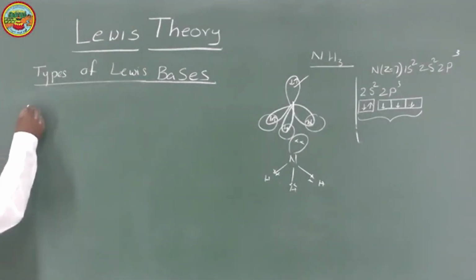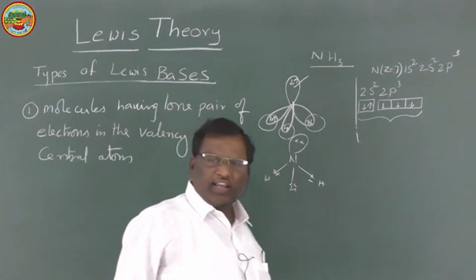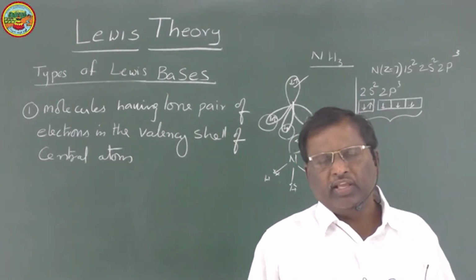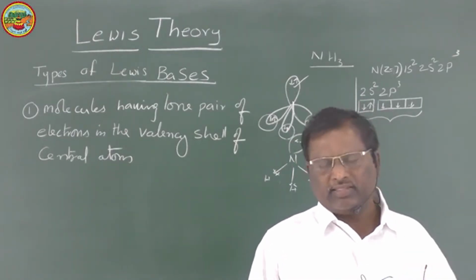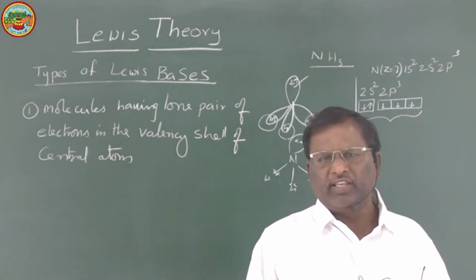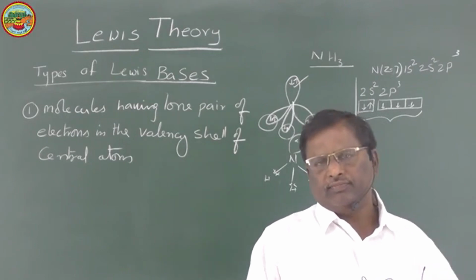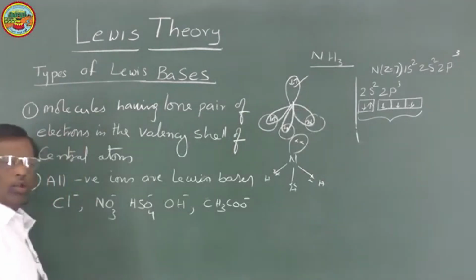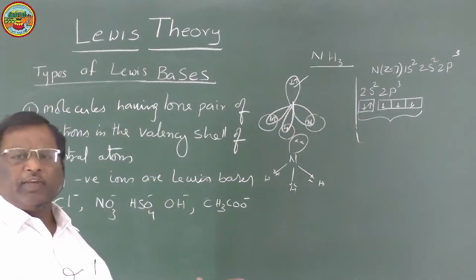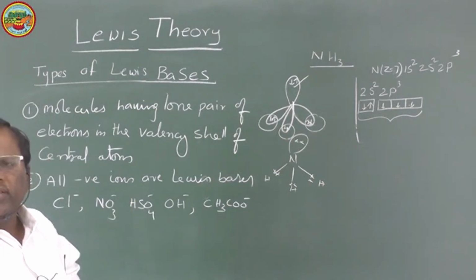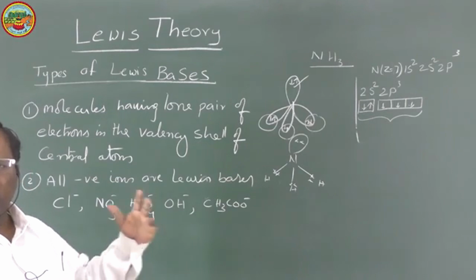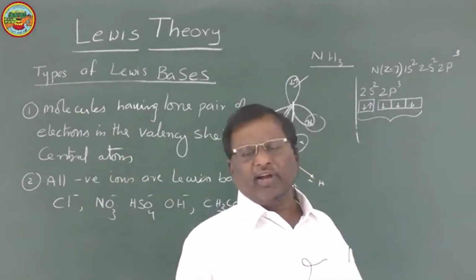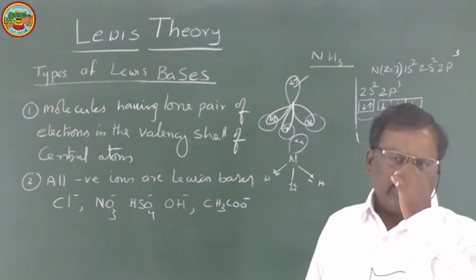First type: molecules which have a lone pair of electrons in the valency shell of their central atom can be considered Lewis bases. Now, the second category of Lewis bases is all negative ions. All negative ions means any species which has a negative charge on it is considered a negative ion. So Cl minus, NO3 minus, HSO4 minus, OH minus, CH3COO minus, etc. are considered Lewis bases.